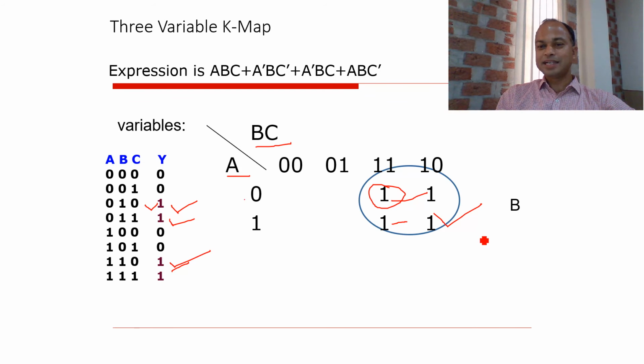If we simplify it, in total we have four ones here, so we are pairing them. What is the value of this pair? This particular group covers the entire row, so the rows are A and A dash. If we talk about the columns, here one is coming, here one is coming, here one is coming, and here 0 is coming. So the common value is 1.